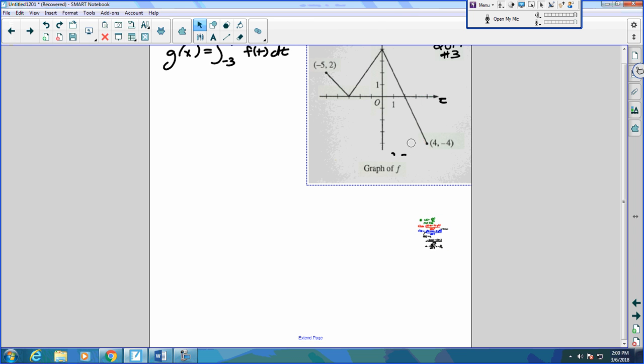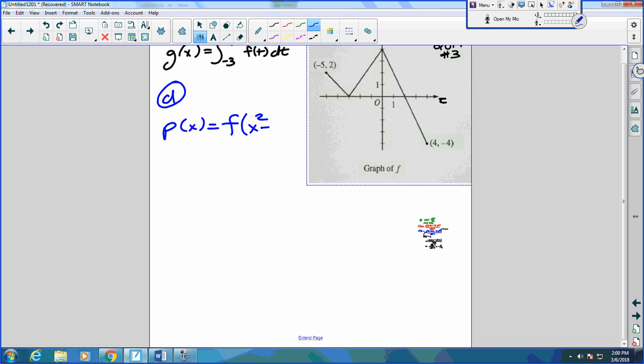That leaves letter D, which was also worth 3 points. The second one was 2. So there are 3 points to the last one. Letter D says the function is defined by P of x equals f of x squared minus x. Find the slope of the line tangent to the graph of P at the point where x equals -1. So they just want P prime of -1, I'm sorry, thank you, -1.